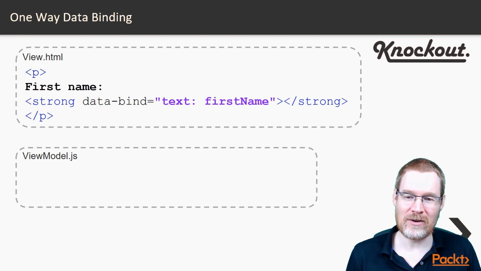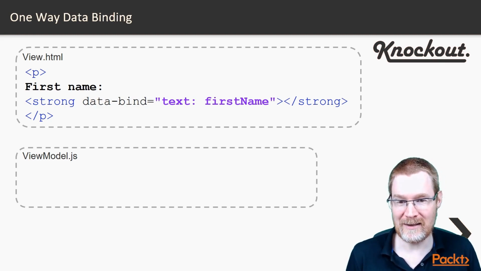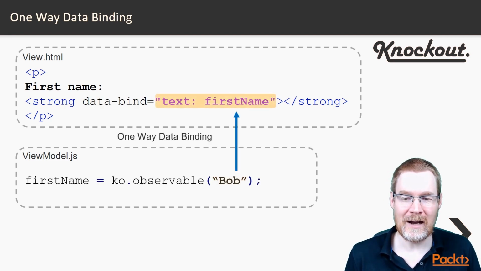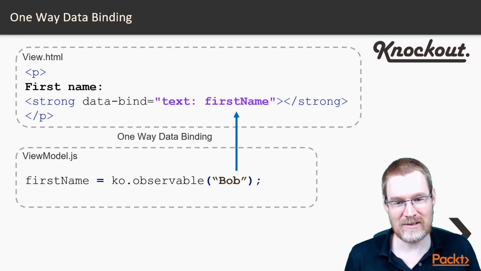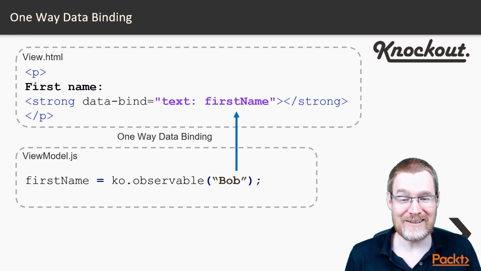And what this is telling Knockout is when we call apply bindings on our view model, it will see this text data binding function, and it will say, okay, we need to pick up the first name observable from our view model and replace the contents of this strong tag with the value of that first name observable. Now notice that it's not just a simple string field.